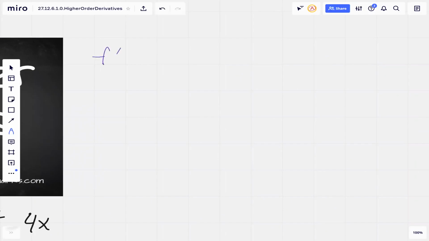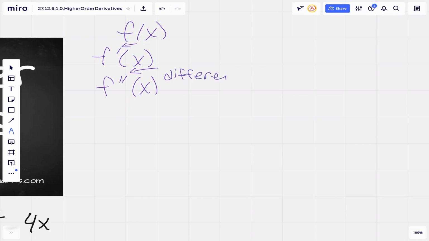That's okay. So for a given function f at x, we've seen f prime. That's when we take the derivative once. Next we're going to look at f double prime. This is when you take the derivative twice. So differentiate twice. When there's one prime, differentiate once. One time. And so on.